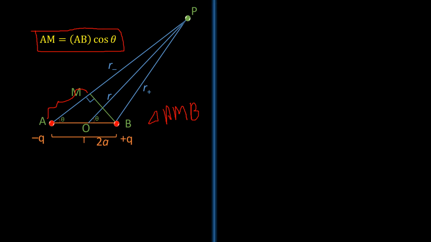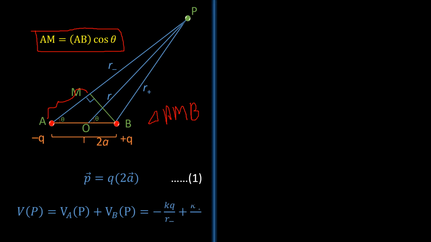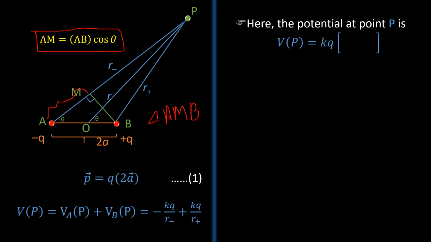Let us recall previous equations. So previously we have P is equal to Q into 2A, dipole moment is Q into 2A, first equation, and then we realize that potential at point P is kq by R positive minus kq by R negative. If we simplify it, kq can be taken outside, and it comes out to be 1 by R positive minus 1 by R negative. And taking LCM, this is what we get.